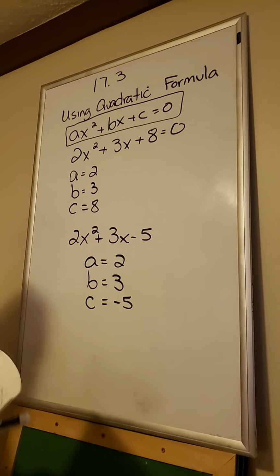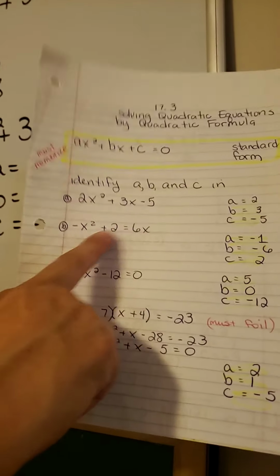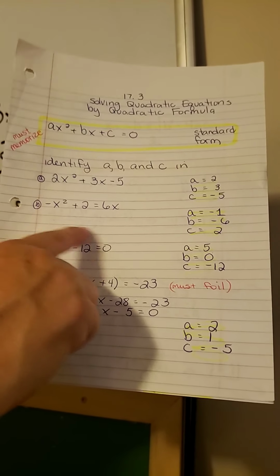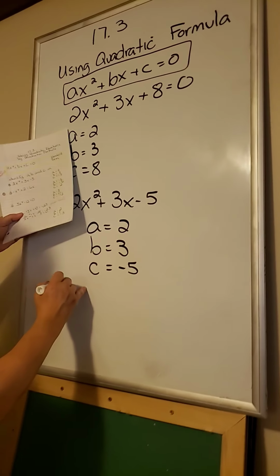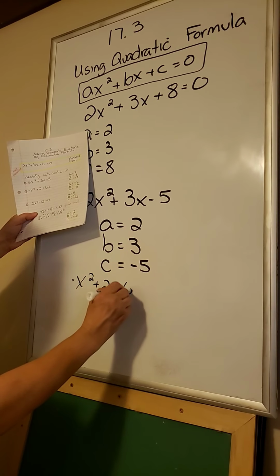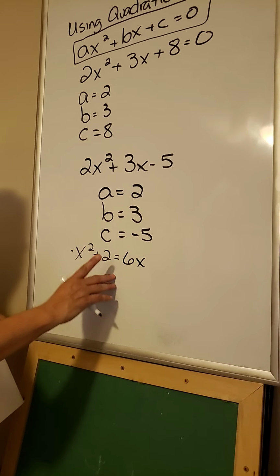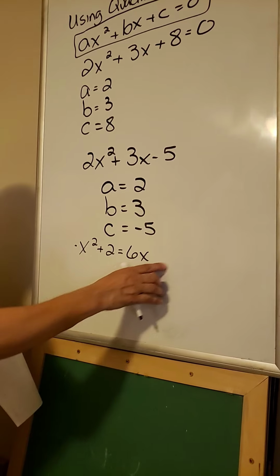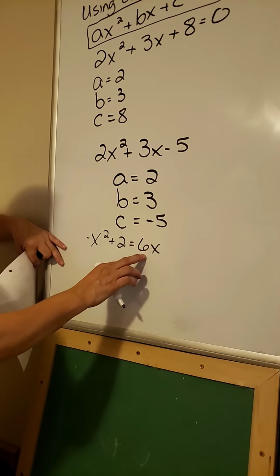Okay, and then you have two more on there. You have B, which has negative x squared, so that's going to be a negative 1. And this is out of order, so when it's out of order, you have to put it in proper order. I should have said that. Let me write it on the board. So before you can identify your A, B, C, this has to be in standard form. This isn't in standard form because your B is on the wrong side of the equation. It has to be on the side of the equation with everything else. So you're going to have to move this.